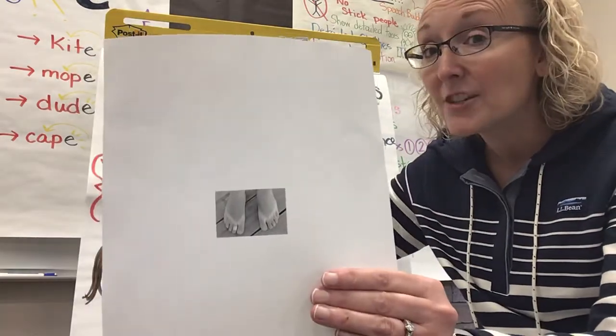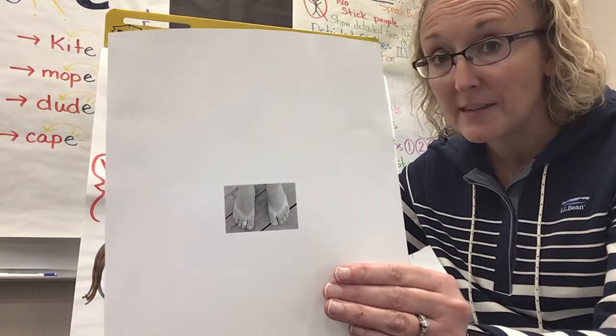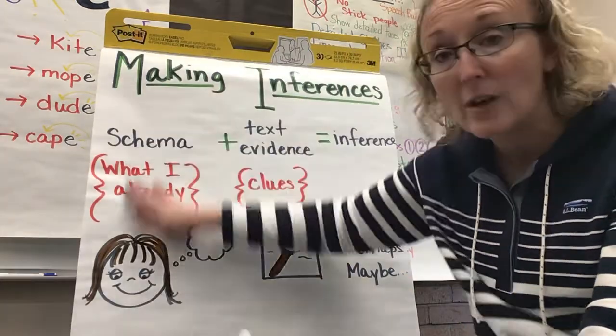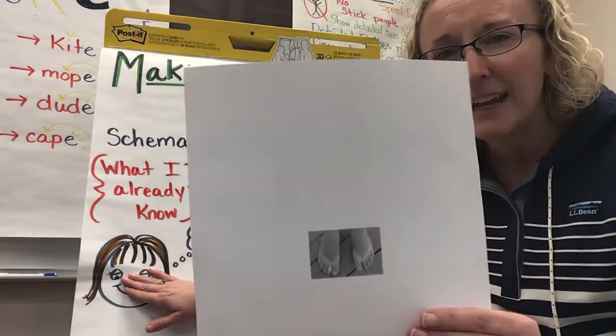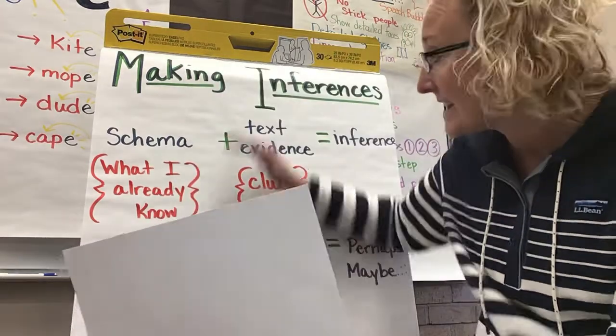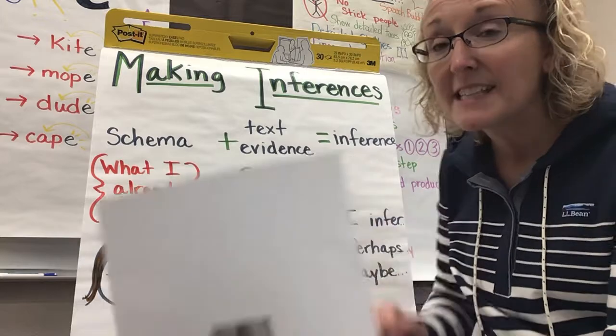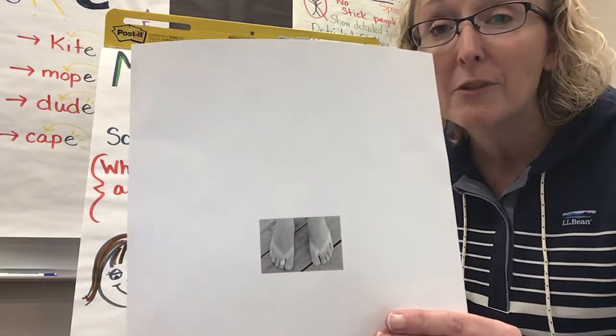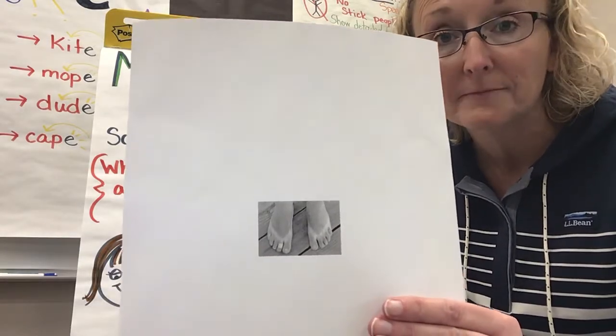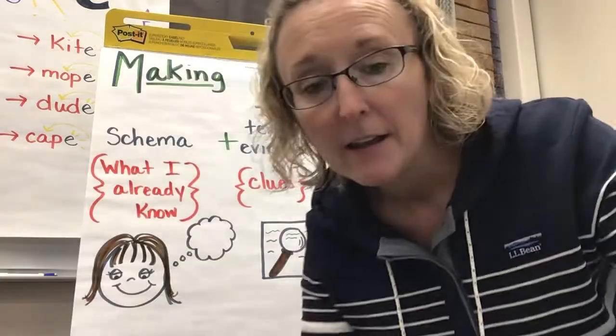I know that that shape is the shape of flip-flops. That's from my schema. That's what I know. It didn't tell me that he had flip-flops on here, but I could make that guess because of the clues. So my inference is that this person was wearing flip-flops when they got a sunburn. Okay? Let's look at another one.